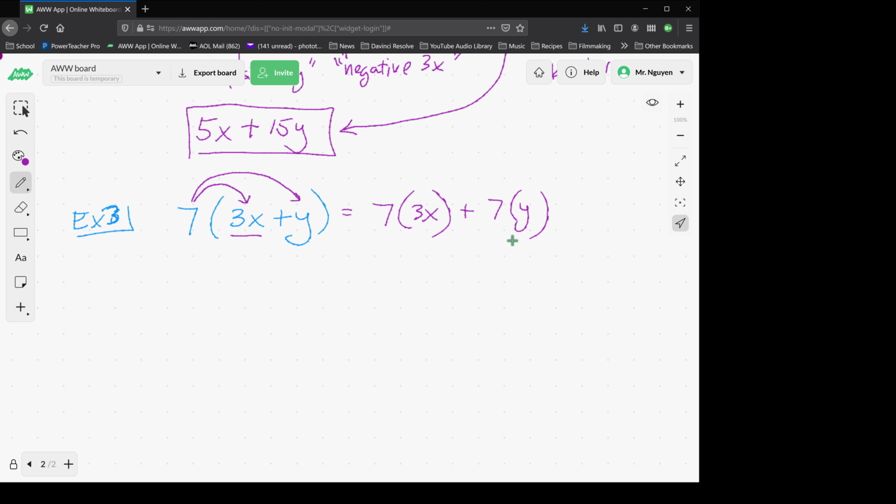It's exactly the same. But now we have two different variables, right? But it works exactly the same. 7 times 3x is just 7 times 3 and add on the x. So that's 21x plus, and 7 times y is just 7y. And that's it. That's all there is to this. So we know that 7 times the sum of 3x plus y is equal to 21x plus 7y.